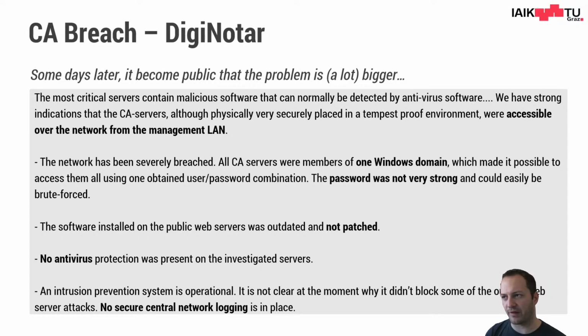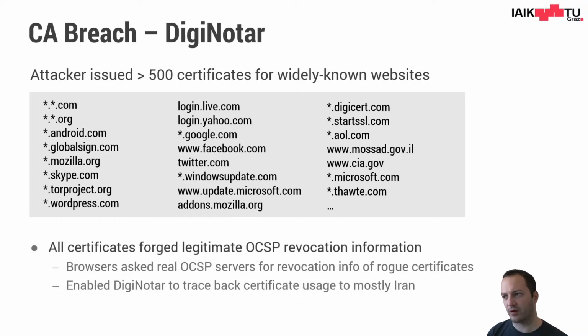And all this together apparently contributed to the fact that attackers had an admin account, a Windows domain admin account, which they could use to issue certificates for arbitrary websites. And they did so on a wide scale. For example, they issued more than 500 certificates for very well-known websites, among them Facebook, Twitter, Google.